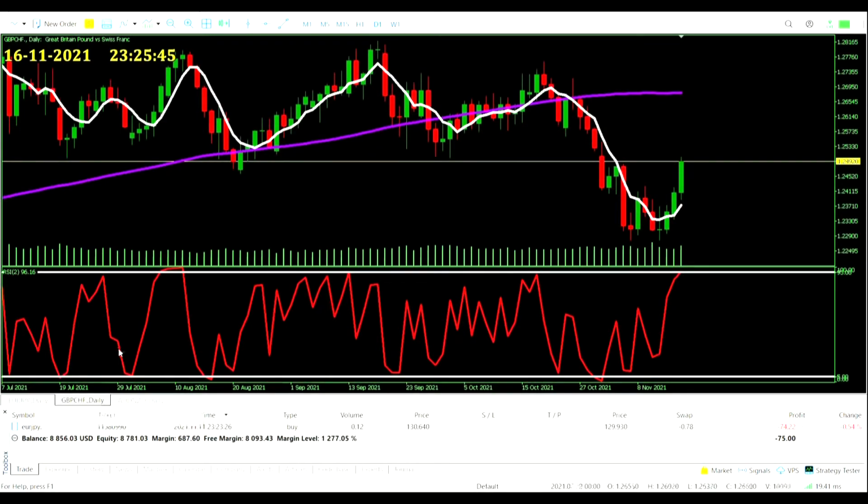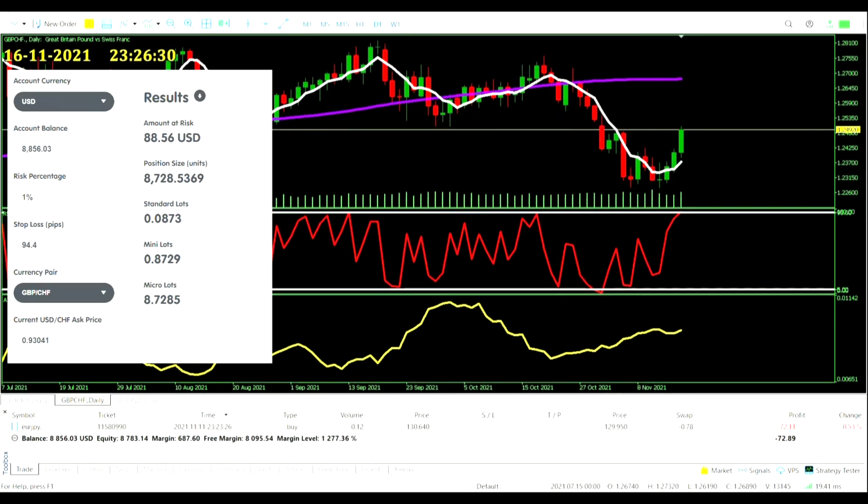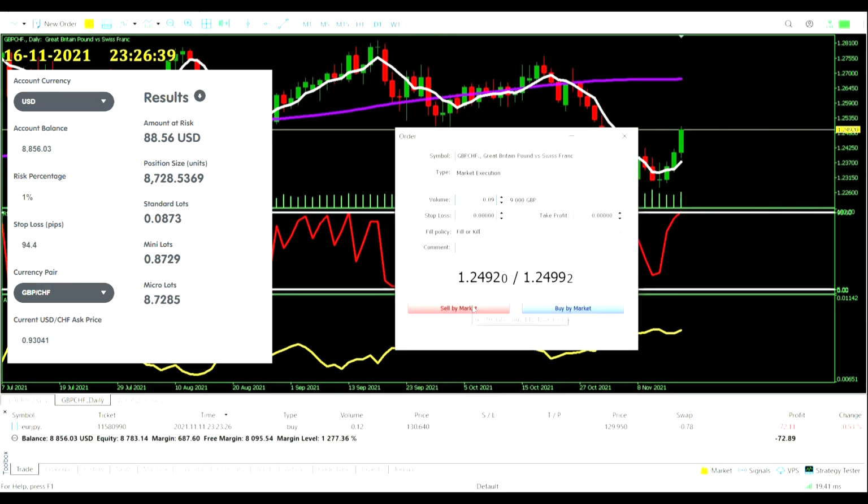And going with these other two trades, let's get the ATR up for the Great British Pound Swiss franc. The reading on that is 94.4 pips. Let's measure out 1% of our risk to that figure, and you can see that calculated on screen now. So it'll be one sell trade at 0.09 standard lots.